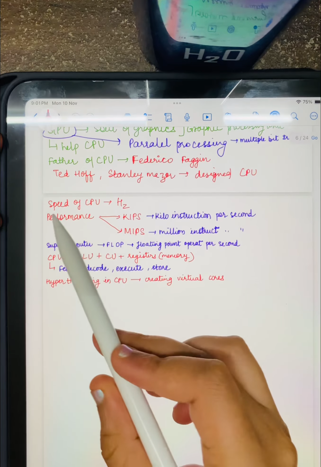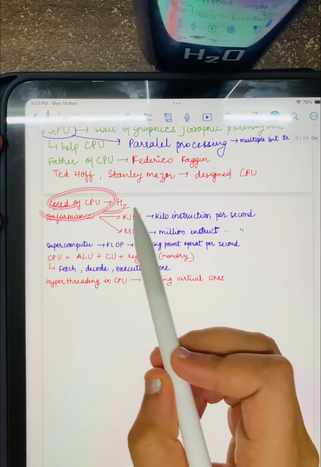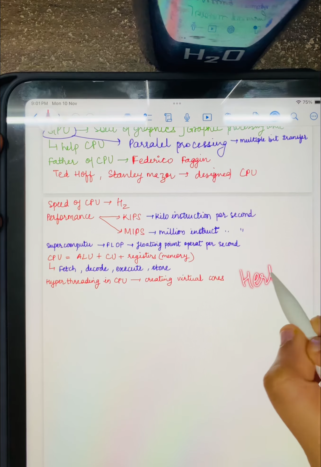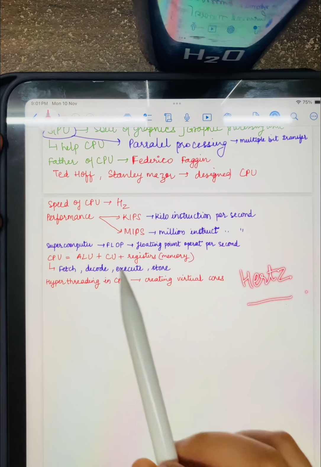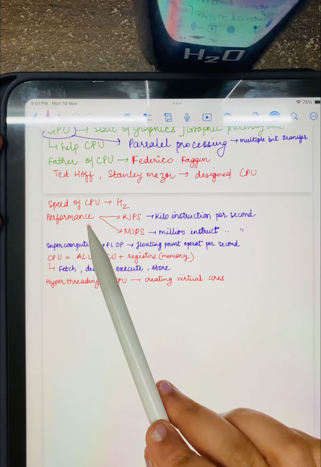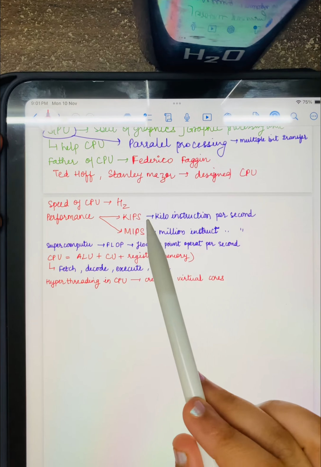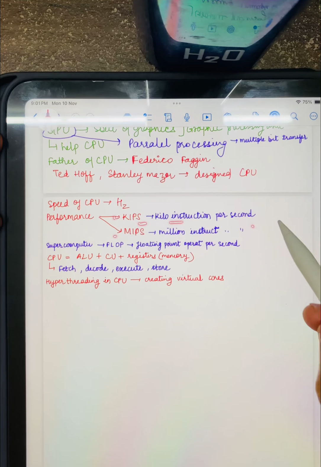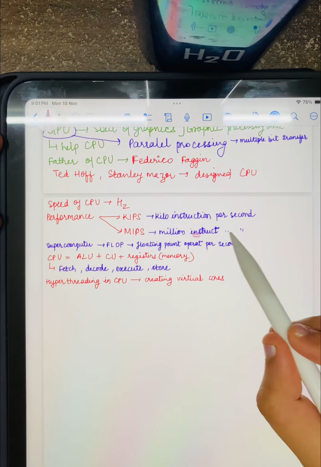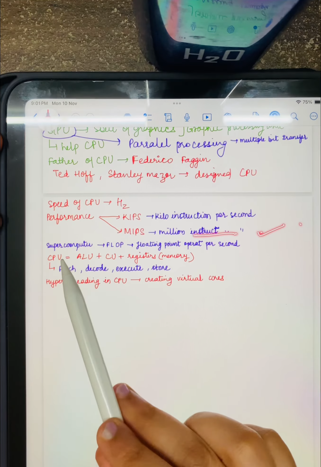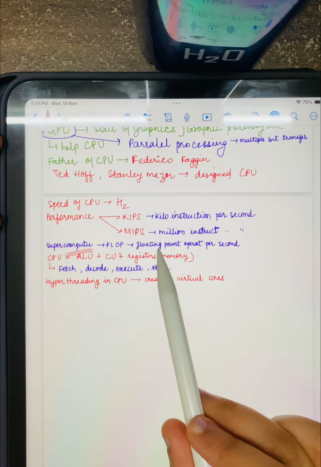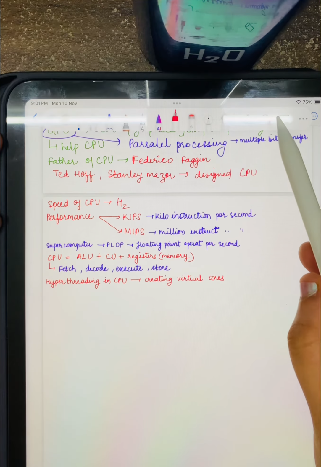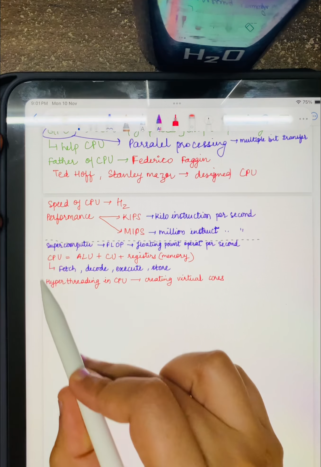Okay. So speed of CPU is measured in hertz. Performance of CPU is measured or divided into two parts, KIPS and MIPS. This KIPS is kilo instruction per second and MIPS is million instruction per second. And supercomputers is measured in FLOPS, floating point operations per second.